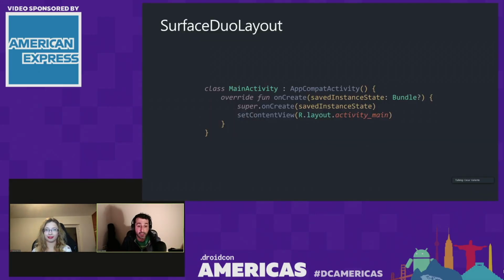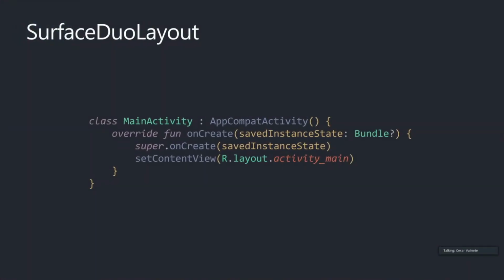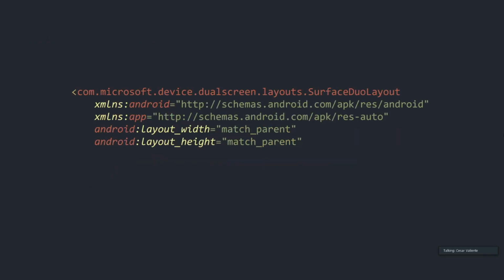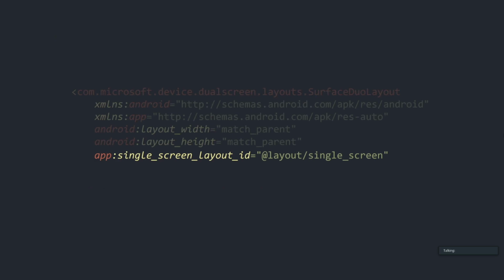How can we use the Surface Duo Layout? As you can see here, in MainActivity, setContentView, nothing new here, no extra code. The key of the Surface Duo Layout in this example is in the XML. Here we use our Surface Duo Layout custom component. And here is where we define the app single screen layout ID. This is the layout that we are going to use when the app is in single screen mode.